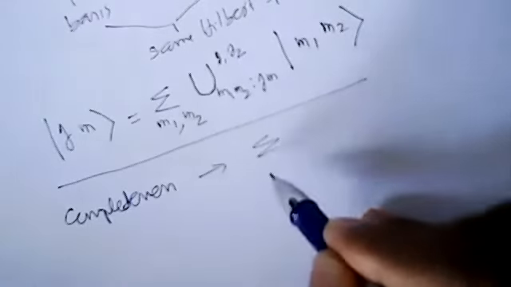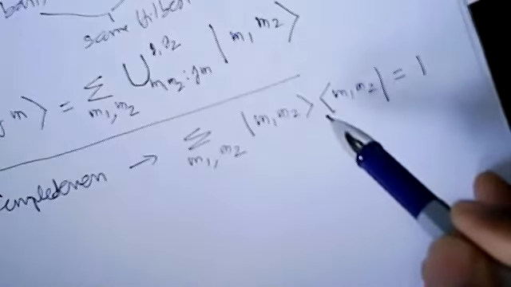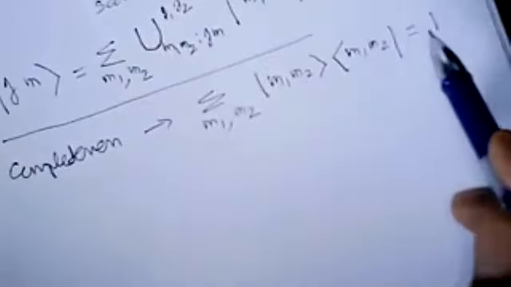How can you represent completeness? Sum over M1 M2, ket M1 M2 followed by a bra M1 M2, which is equal to I or 1. This is the completeness condition of the uncoupled basis, only M1, M2. Okay, uncoupled basis. So now you can use this. This is 1, so you can use 1 anywhere.